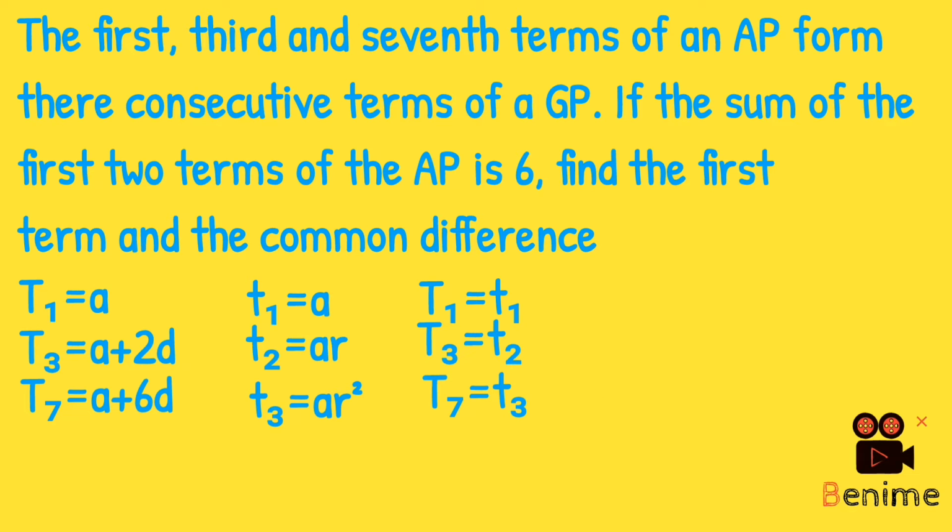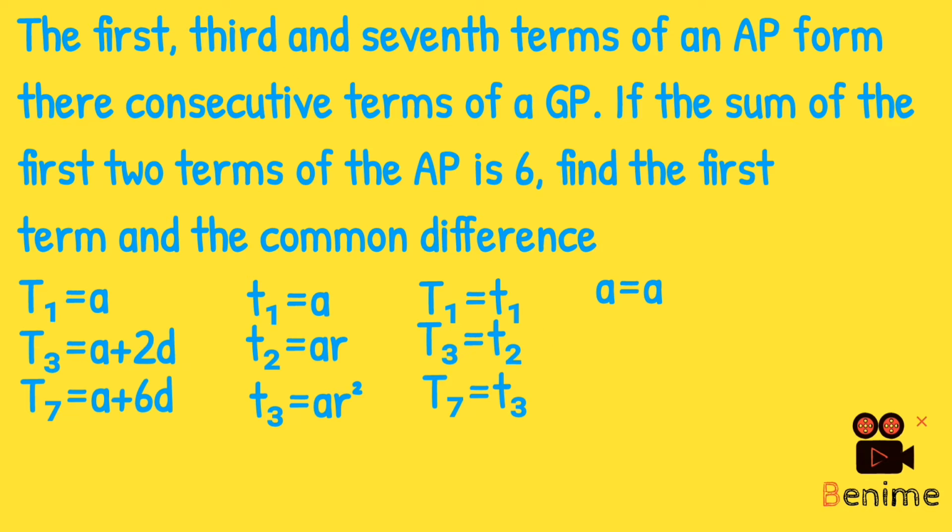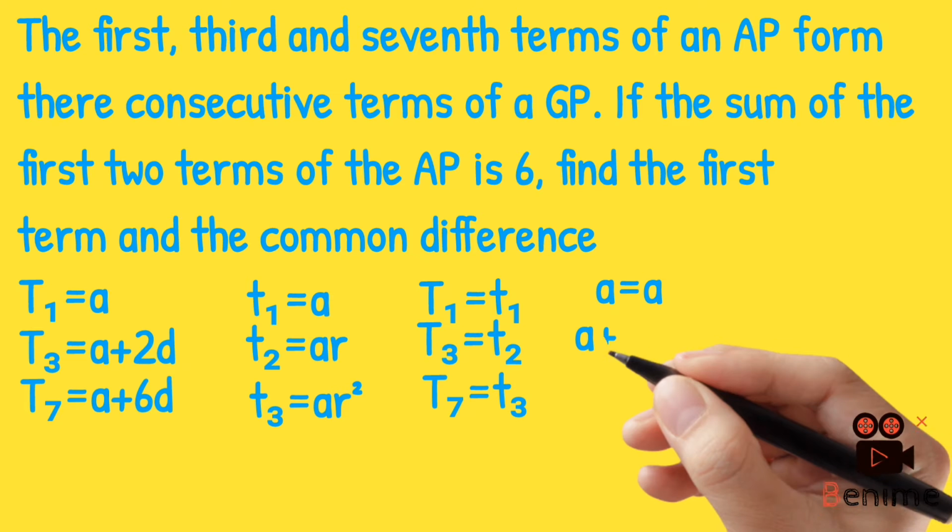So from the first part, capital letter T1 is equal to small letter T1. Capital letter T1 is A, small letter T1 is A, so A is equal to A. Then capital letter T3 is equal to small letter T2. Capital letter T3 is A plus 2D. Small letter T2 is AR. So you have A plus 2D is equal to AR.